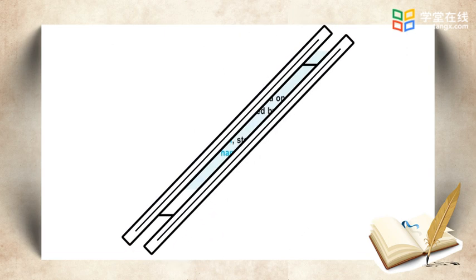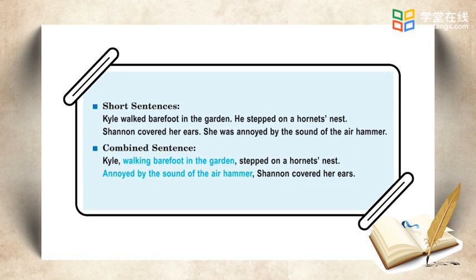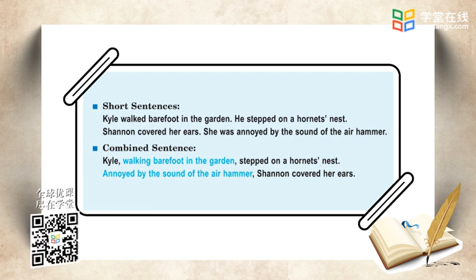Now read through the 2 given examples. The first example. In example 1, we learned that while Kai was walking barefoot, he stepped on a hornet's nest. So we could use a present participial phrase to combine these 2 short sentences. The second example, why did Shannon cover her ears? Because she was annoyed by the sound of the air hammer. Thus, a past participial phrase is needed to combine these 2 short sentences.